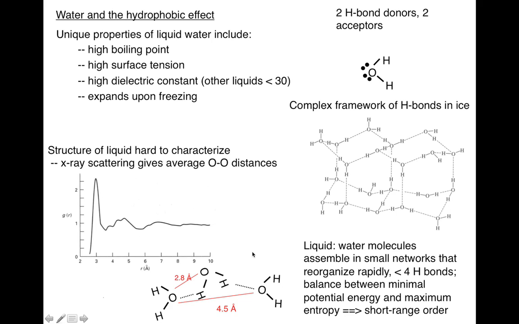And it's thought that this represents a balance between minimizing the internal energy, the potential energy due to the hydrogen bonding and so forth, and maximizing entropy. Obviously, if water molecules are free to move around, they can sample more microstates, and that gives rise to higher entropy. So there's a balance there, and the idea is that you have a short-range order of waters in solution.